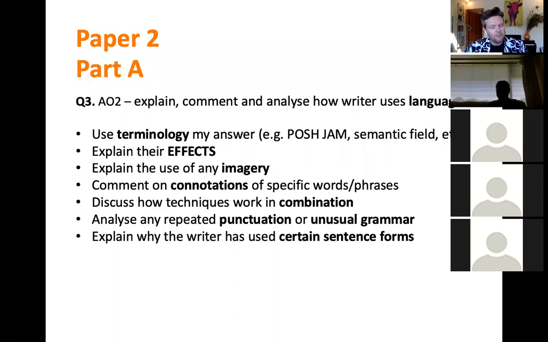And lots of students forget about punctuation for some reason. Sometimes there'll be lots of exclamation marks or lots of ellipses, where you've got the 3 dots, for instance. Comment on that punctuation, or if there's some unusual grammar, anything that's unusual, it's there for a reason. So comment on it, and comment on the effect of that. And yeah, explain why the writers used certain sentence forms. I can't emphasize enough the what, how, and why. You need to focus on the why as well to get those top marks.